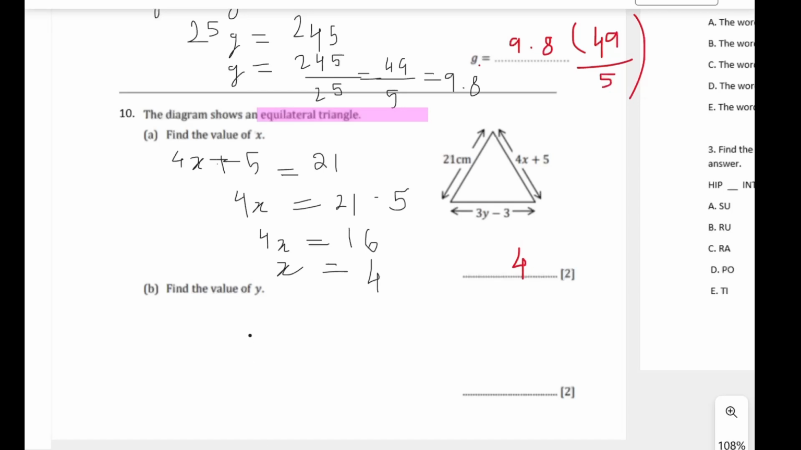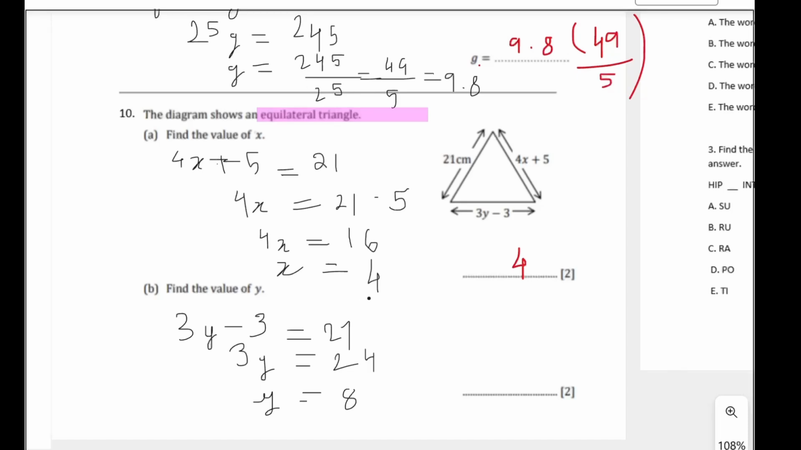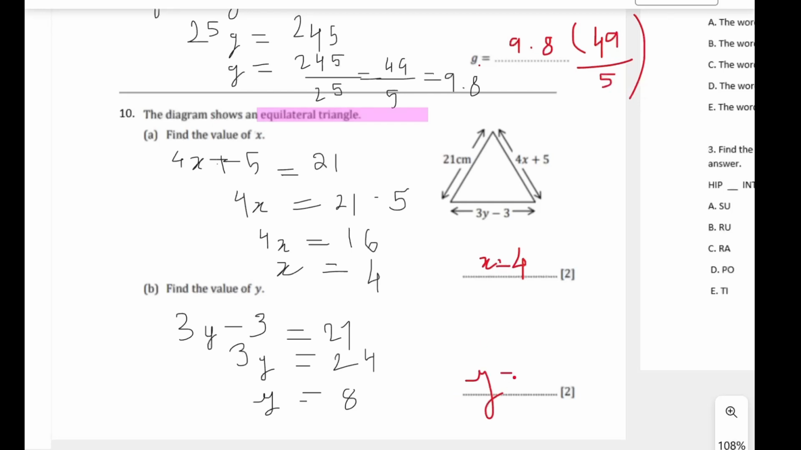Not done. We are doing find the value of y. To do that, we do the exact same thing. We do 3y minus 3 is equal to 21. We add 3 to both sides. 3y is equal to 24. We know that dividing both sides by 3, we get 24 divided by 3, which is equal to 8. Therefore, we're not just finished. We need to write x is equal to 4, and then y is equal to 8. And that is the end of the math section.